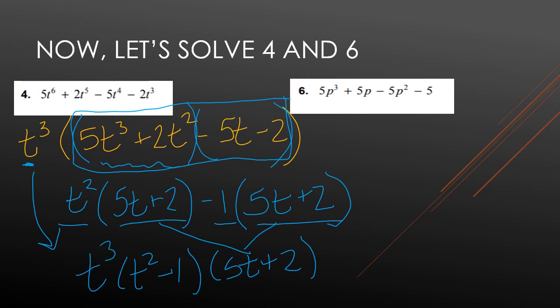Now when I look at that, the first thing I think is, is it factored completely? And I would say no, it's not factored completely, because I have one more thing I could do to this t squared minus 1. That is a difference of squares. And so I can put my final answer down here on the bottom. The final answer would be t to the third. I can't do anything with that. T squared minus 1, though, is t minus 1, t plus 1. And then I'm left with the 5t plus 2.